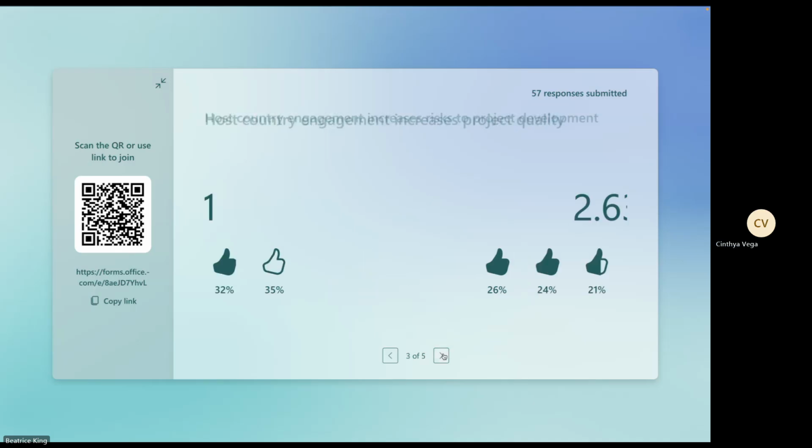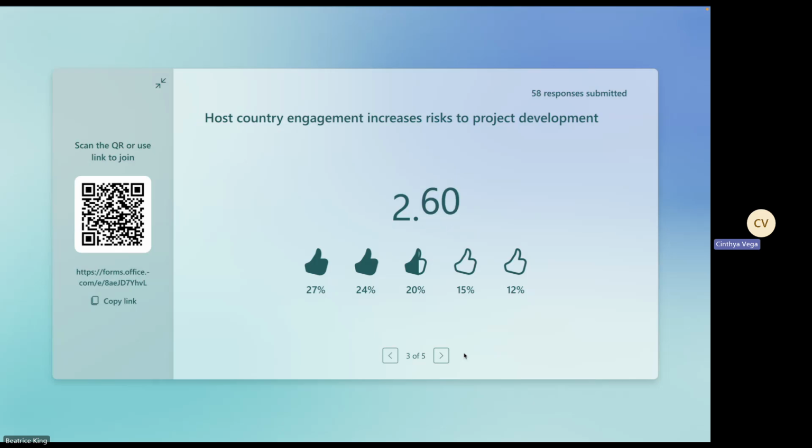Then for the third question, we want to hear your views about host country engagement increases risk to project development. This is really interesting. People are rather more neutral, so there's not a clear decision on whether host country engagement actually increases or may decrease risk to project development. Great. And the last question to hear your views is this statement: the lack of host country readiness is a barrier to project development. And yes, we have a tendency of participants fully agreeing to this statement. For the last question, we want you to think of yourself as a host country representative.